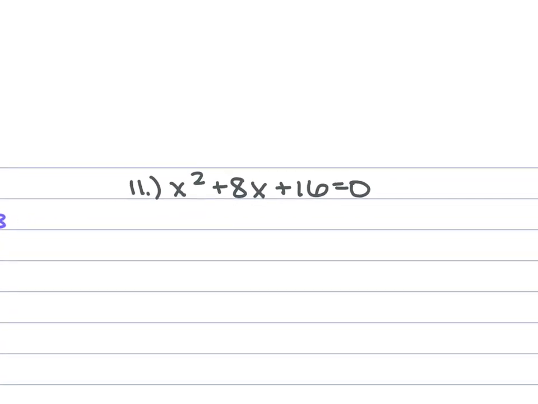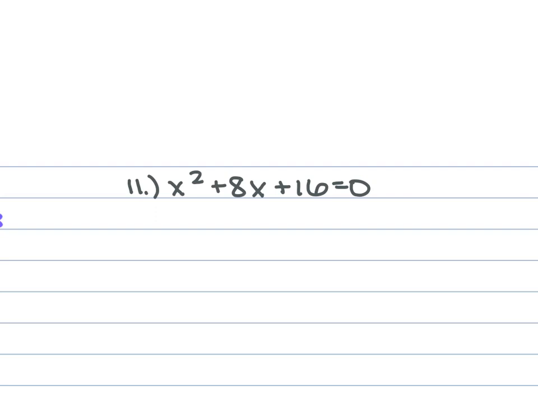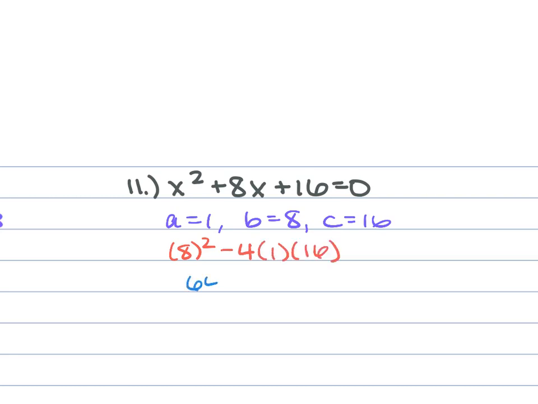For 11, we have x squared plus 8x plus 16 is equal to 0. So our a is 1, our b is 8, and our c is 16. Plugging these in, we're going to have 8 squared minus 4 times 1 times 16. The 8 squared is 64. The 4 times 1 is 4, times 16 is 64, so that's 64 minus 64, which is 0. So this is just one real solution.